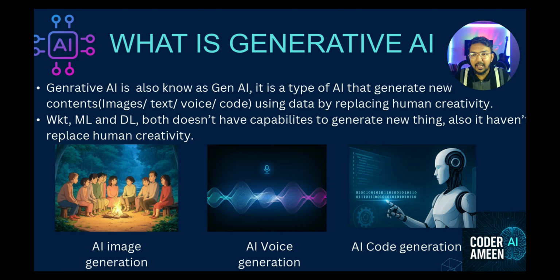Previously, in AI we had machine learning. Machine learning has been trained with previous history data. Whatever new future input you provide to that model, it will give the respective output, right? But it doesn't generate. If we talk about deep learning, it basically generates, but it doesn't replace human creativity. If we talk about generative AI, it creates new data by replacing human creativity.